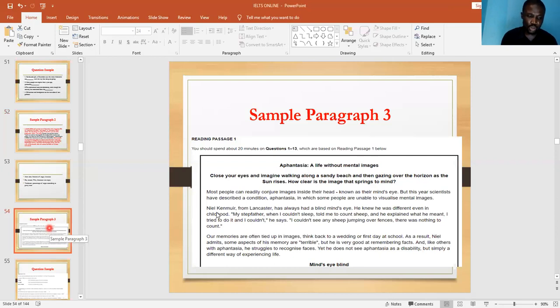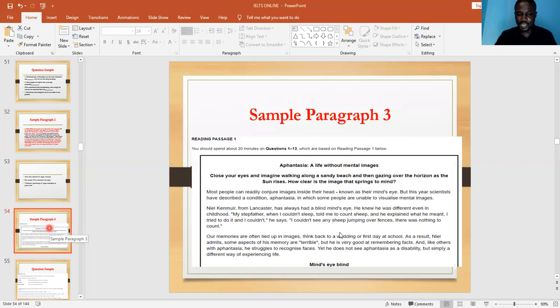Okay, now let's go to the next paragraph. Neil Kumar from Lancaster has always had a blind mind's eye. This is an example, a validation. So he knew he was different even in childhood. My stepfather, when I couldn't sleep, told me to count sheep, and he explained what he meant. I tried to do it and I couldn't, he says. I couldn't see any sheep jumping over fences. There was nothing to count.